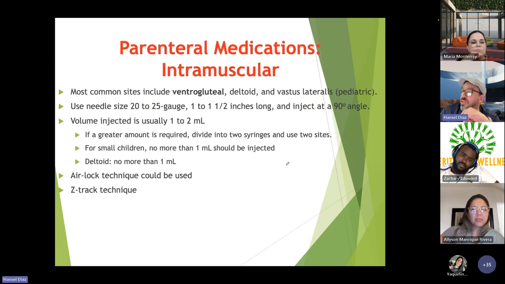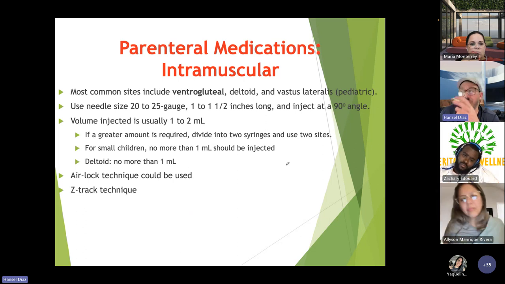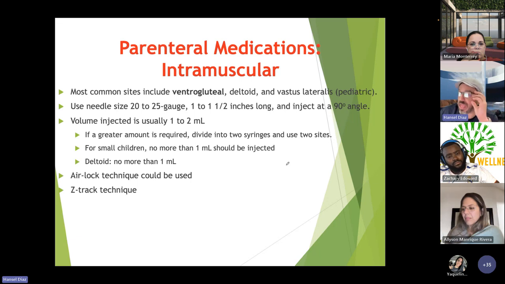Parenteral medications, intramuscular. The most common sites for adults will be the ventrogluteal, the deltoid, or the vastus lateralis in pediatrics. You're going to use a needle of 20 to 25 gauge. That's a bigger one.